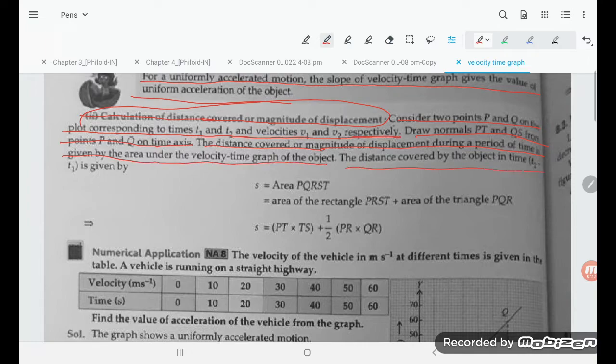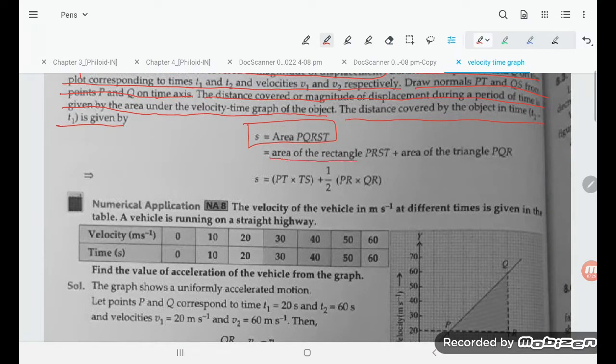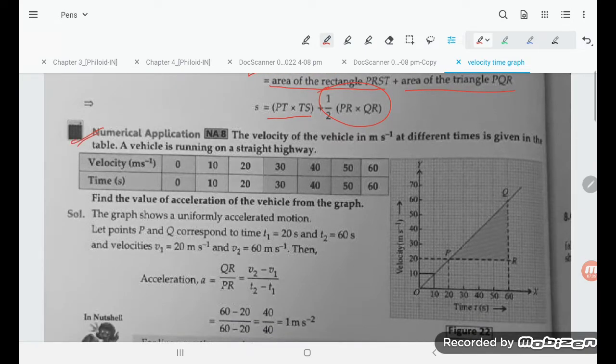The distance covered by the object in time T2 minus T1, so S is equal to area PQRST. Area of the rectangle PRST plus area of the triangle PQR. So S is equal to PT into TS plus half base into height. So this is it. Now let's try to solve the numerical, students. It will be very helpful to you to understand.